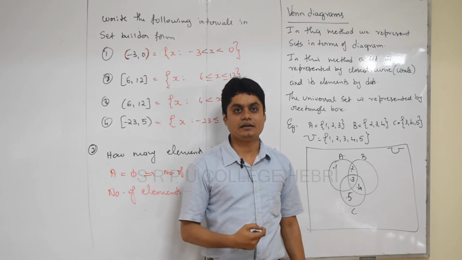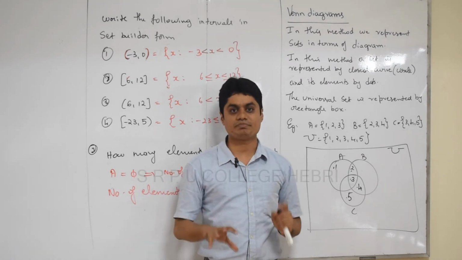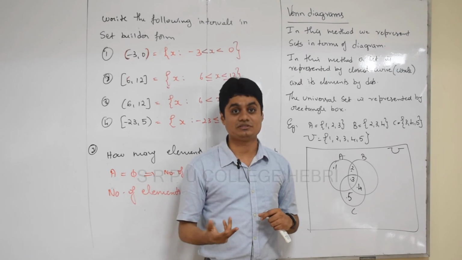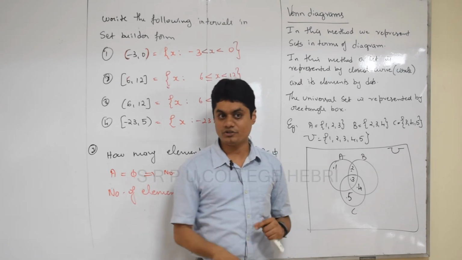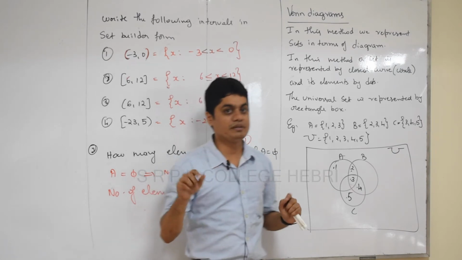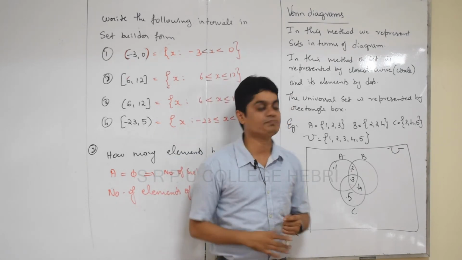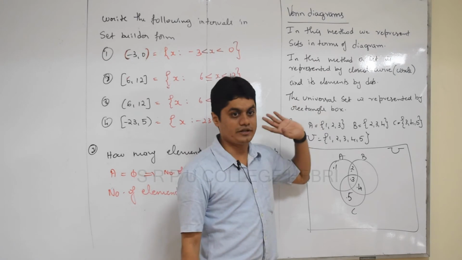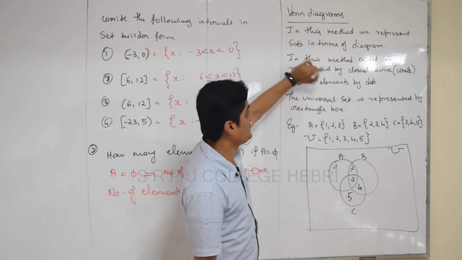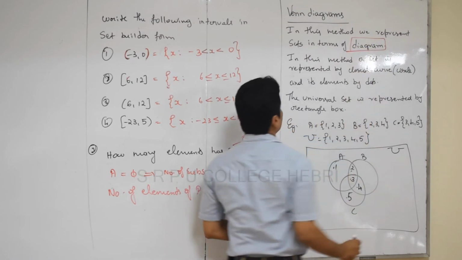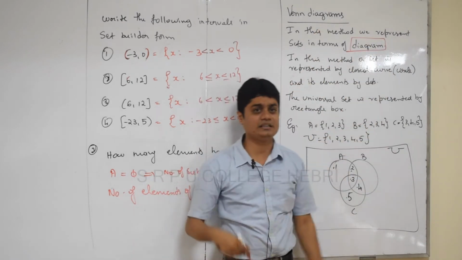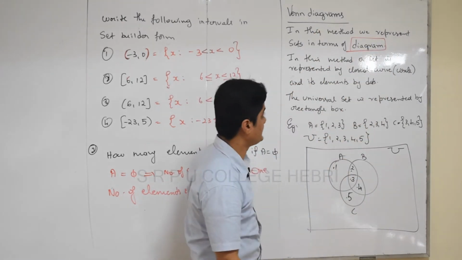In this method, we are going to represent a set as a diagram, not using braces. We are going to write the elements, but not between two braces; inside some diagram. Remember, this is an important topic, listen carefully. In this method we represent sets in terms of diagrams. The name itself explains it: Venn diagram, representing a set in terms of a diagram.